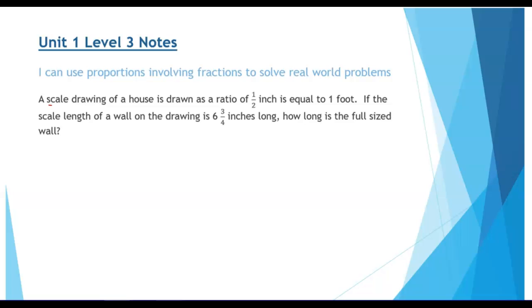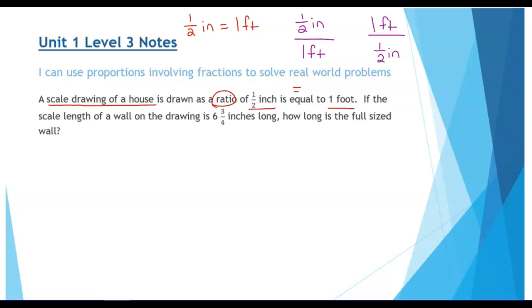Our first example is a scale drawing of a house where it's drawn as a ratio, so that's a comparison of two things, where it's 1 inch equal to 1 foot. Well, a ratio can be written as a fraction. So a ½ inch is equal to 1 foot. That's a rate, saying a ½ inch in the drawing for every 1 foot of the house, or 1 foot of the house represents a ½ inch in the scale drawing. So I can use this equal sign as two fractions, whatever one you choose.